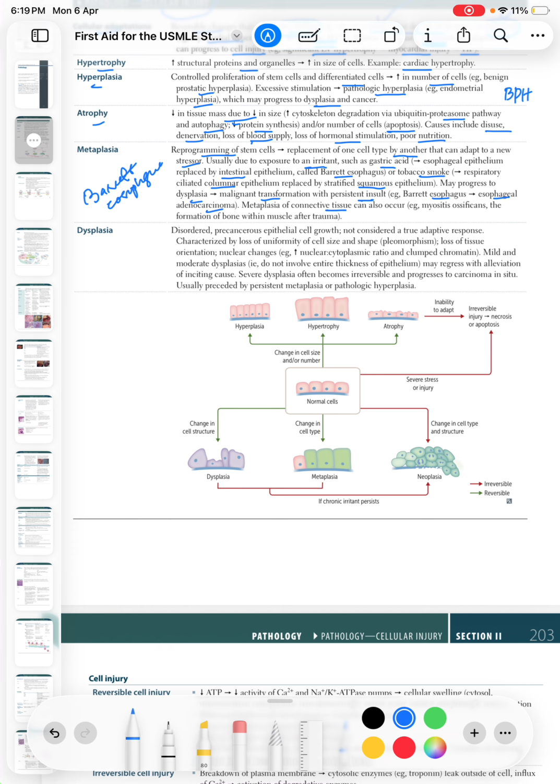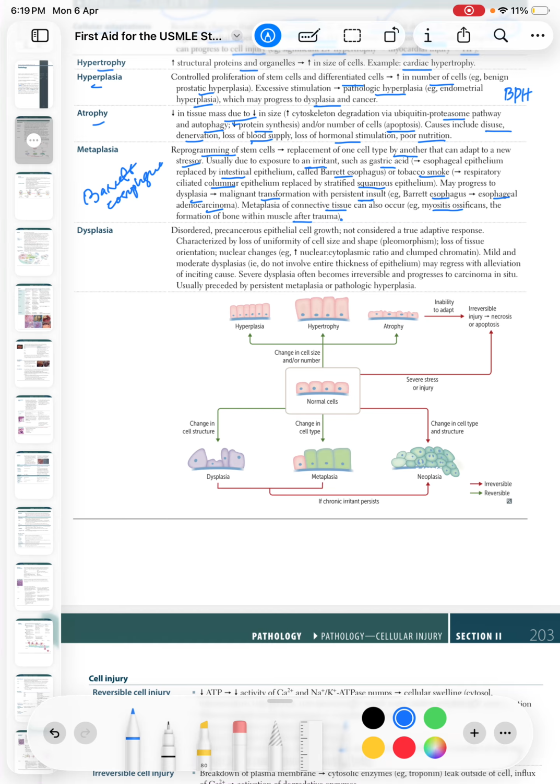Metaplasia of connective tissue can also occur. For example, myositis ossificans, the formation of bone within muscle after trauma. This is not a normal phenomenon. Myositis ossificans is the formation of bone in the muscles after trauma.